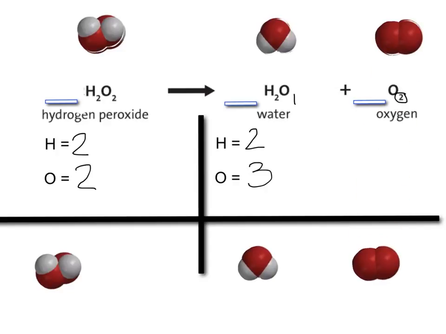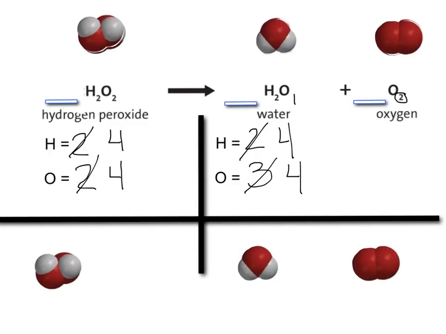Now to start balancing the equation, we are going to make these into 4 by multiplying by 2. And do the same on this side. And now we're going to have 4 oxygen as well.